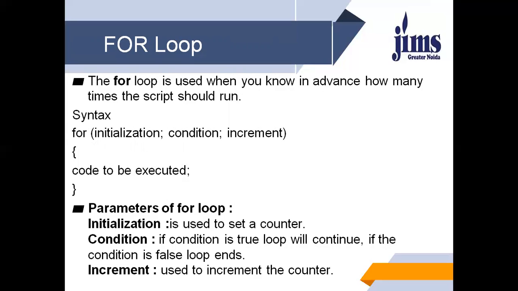The parameters of this loop are, first, initialization. It is used to set a counter. It is the initial state of the variable to be tested. It is normally done as an assignment, although the assigned value can be from any source, literal or variable. Next is the condition. If the condition is true, the loop will continue. If the condition is false, the loop will end. So this is the condition which has to be tested. Statements keep processing as long as it remains true. Then next is the increment, by which the variable being tested changes.